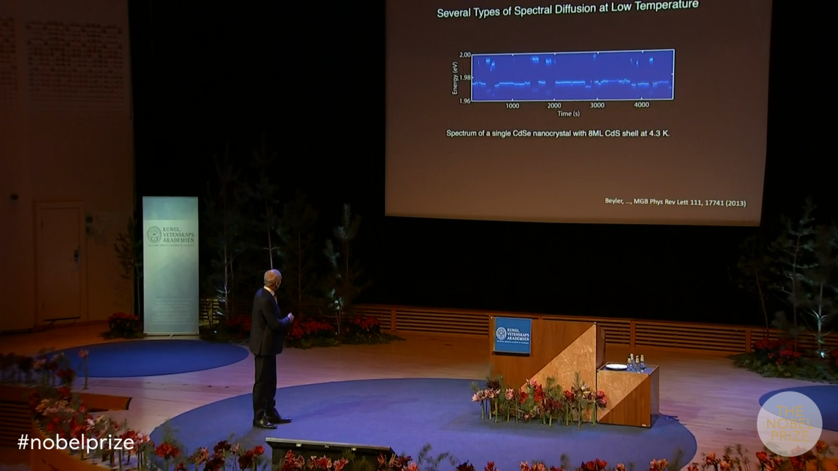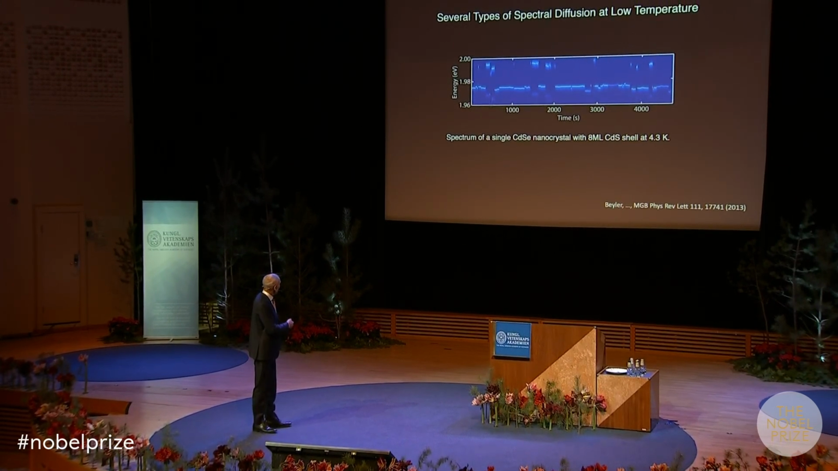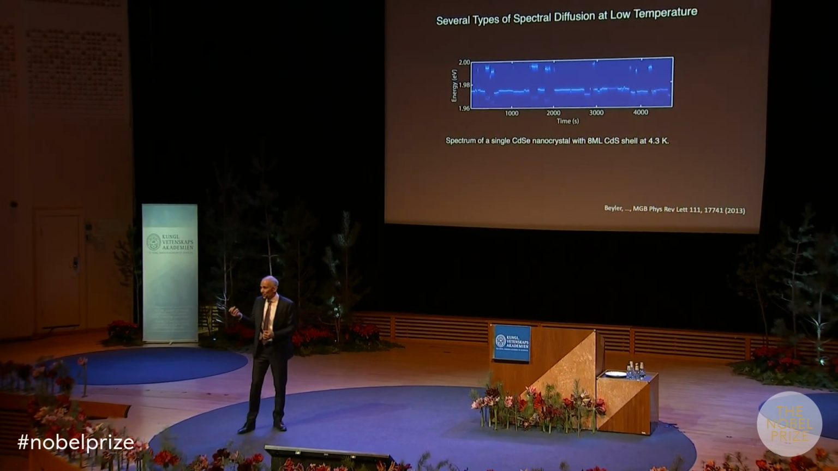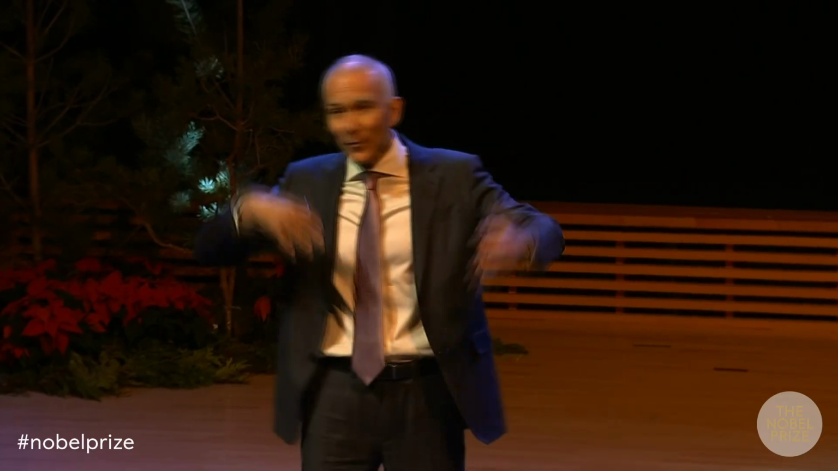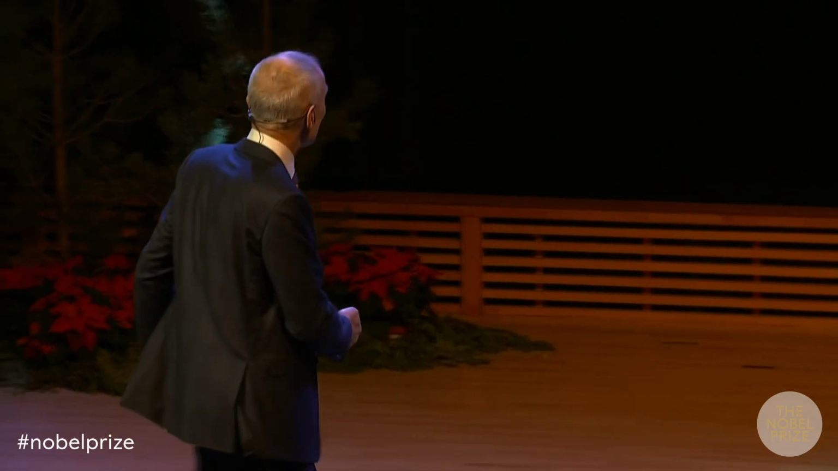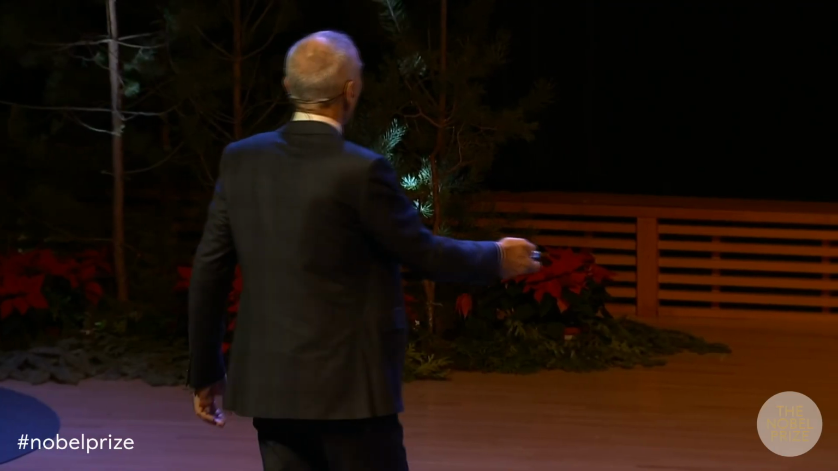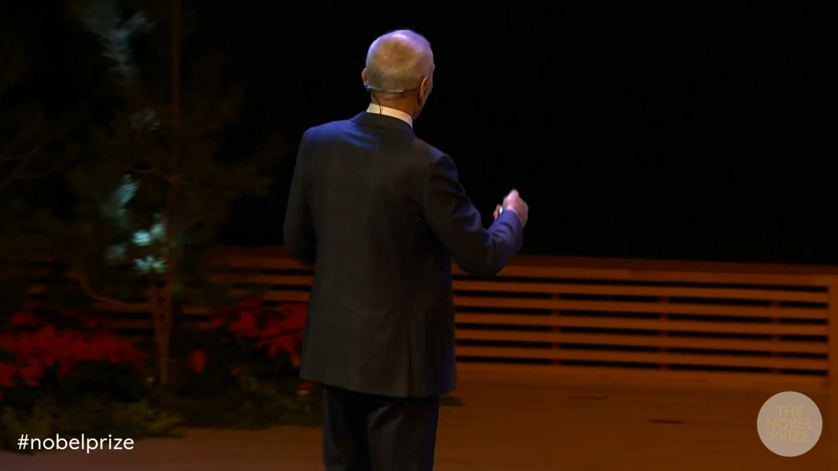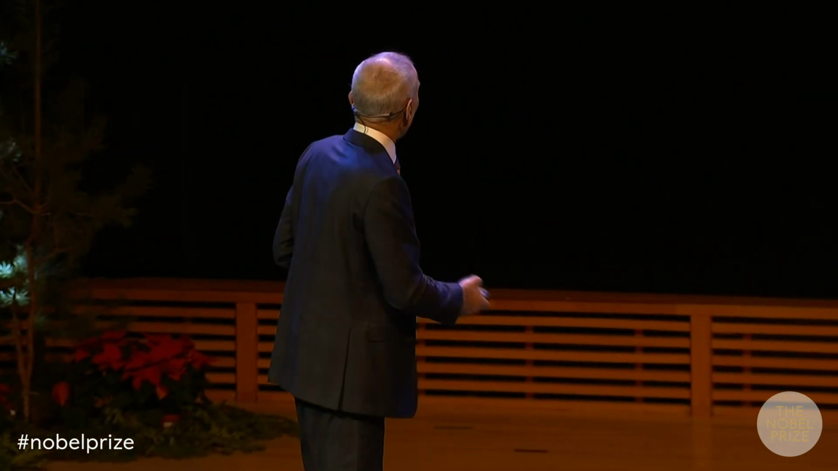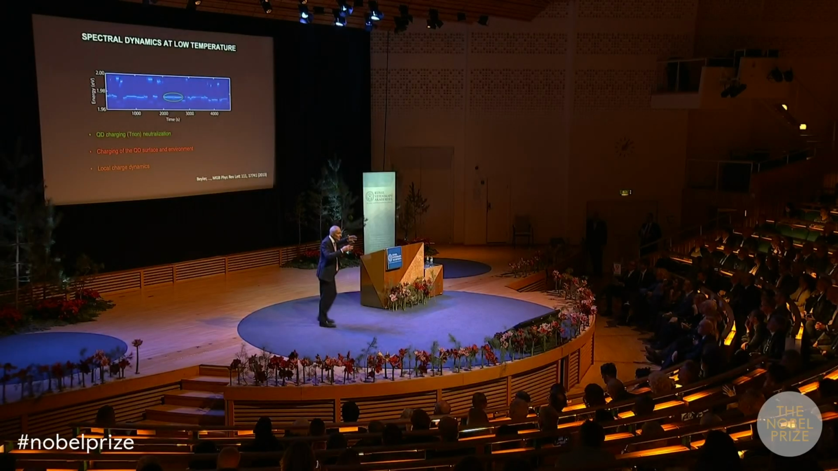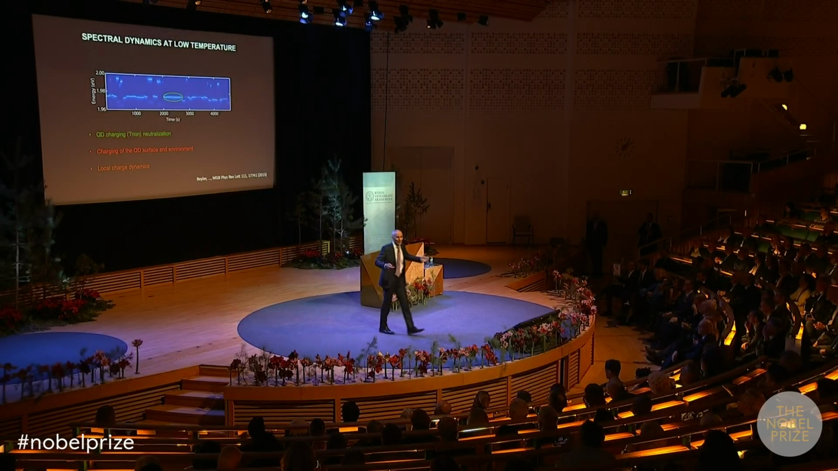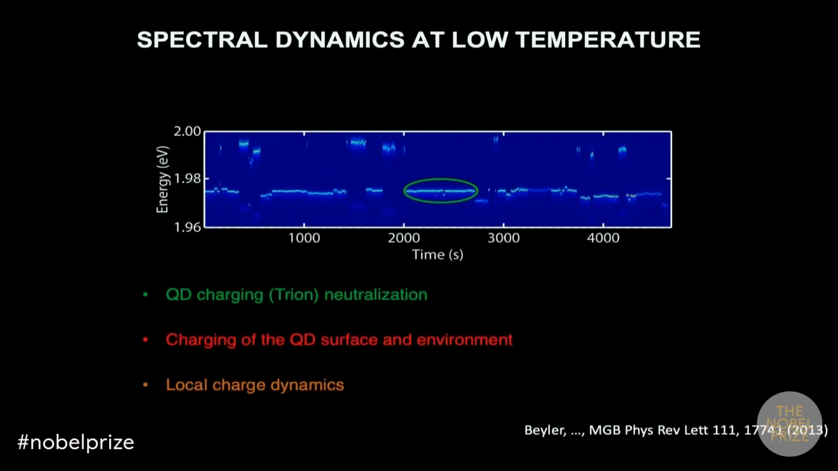So we saw this, energy on the scale as a function of time. You see jumps. So basically, these little particles become sensors of their environment. They're not isolated. They live in a matrix where there are electrons moving around, electric fields moving around, and so all these jumps that we see are due to charging of the particle itself, charging of the surface, or local charge dynamics. Eventually, we figured out how to make the particles less sensitive to the environment, more stable.